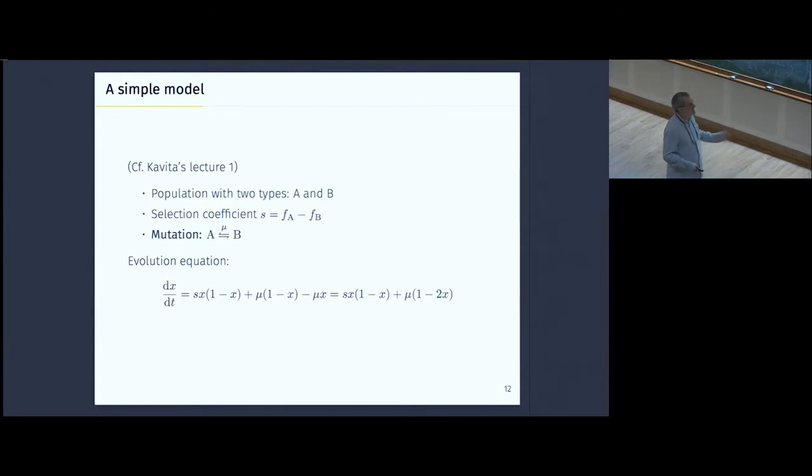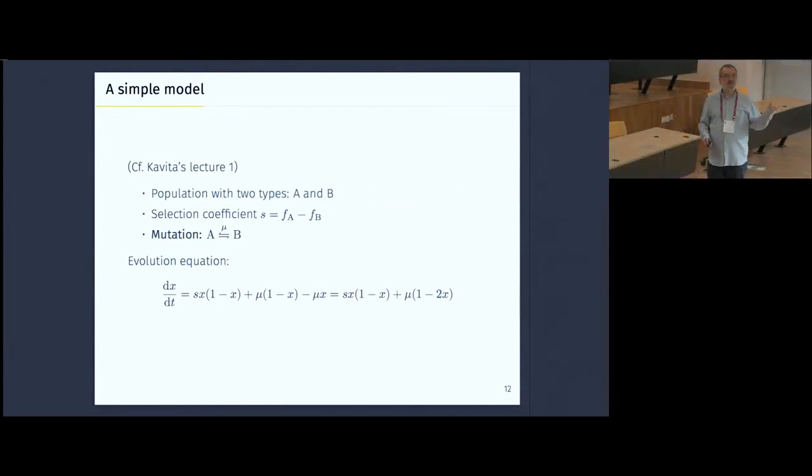So again, we start from a population with two types. The selection coefficient S is the difference between the Fisher fitness of the two types, and you have a mutation rate mu, A goes to B, B goes to A at rate mu, and then we have an evolution equation of this kind, in which x is the frequency of type A, and so the equation looks like that.